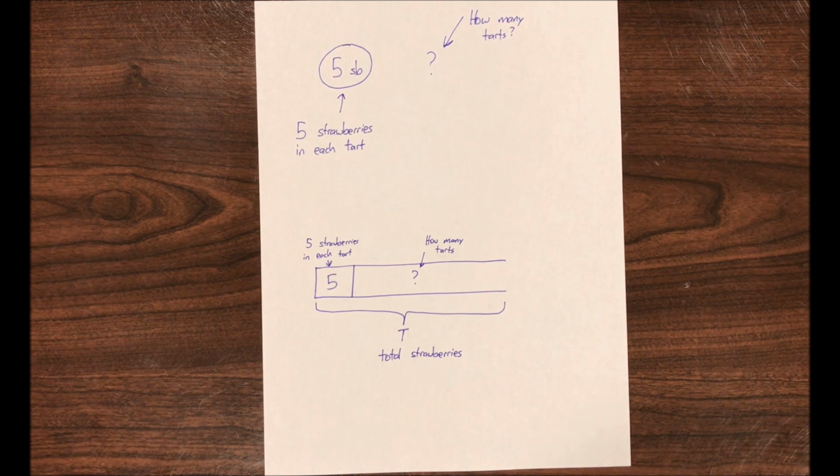So, what are we trying to solve for here? Go ahead and say it out loud. Right. We need to know which bag of strawberries Keisha should buy so that when she makes tarts with 5 strawberries in each, she doesn't have any strawberries left over. Okay.